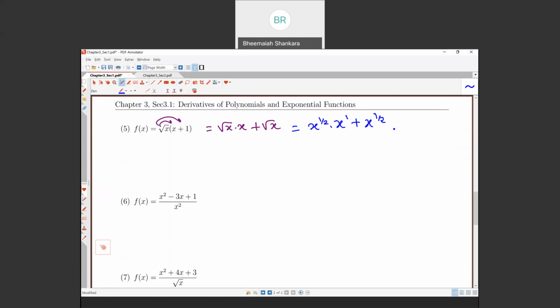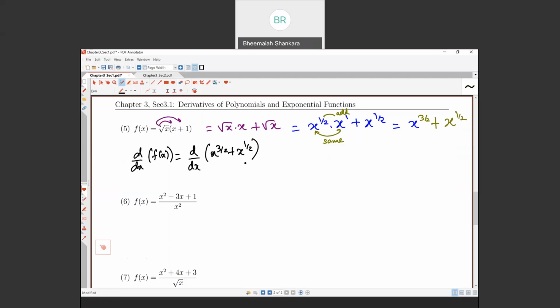So simplify the first term. When the base x is the same in the product, all you do is add the powers. So this is 1 half plus 1, which is 3 halves, plus x to the 1 half. Now that you have simplified the given function, you're good to differentiate f of x. The function f of x, we rewrote it as x to the 3 halves plus x to the 1 half after simplifying.